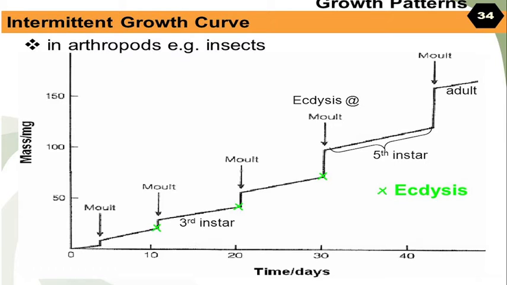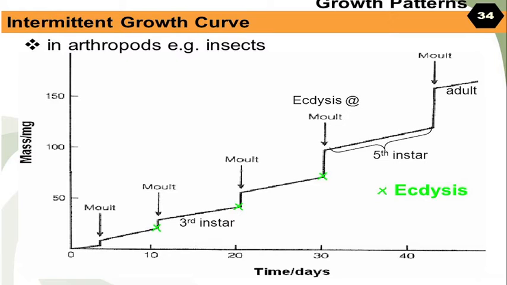This one is an arthropod, it's an insect. So the insect is growing in stages. You can see we have molt stage and then growth stage. We have molt, growth. So this one is called intermittent growth curve. The reason why the growth curve looks like this is because insects have exoskeletons.